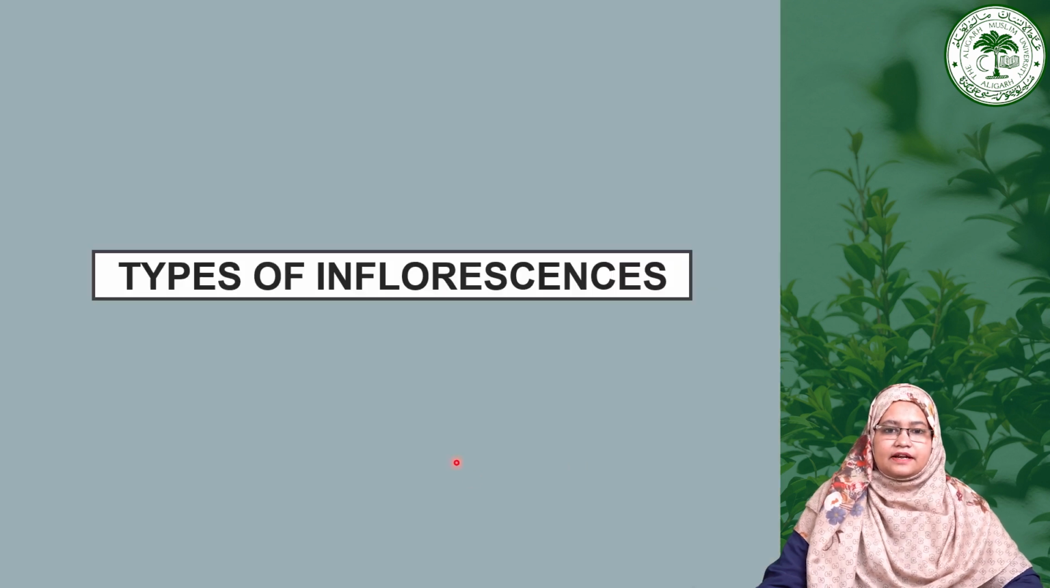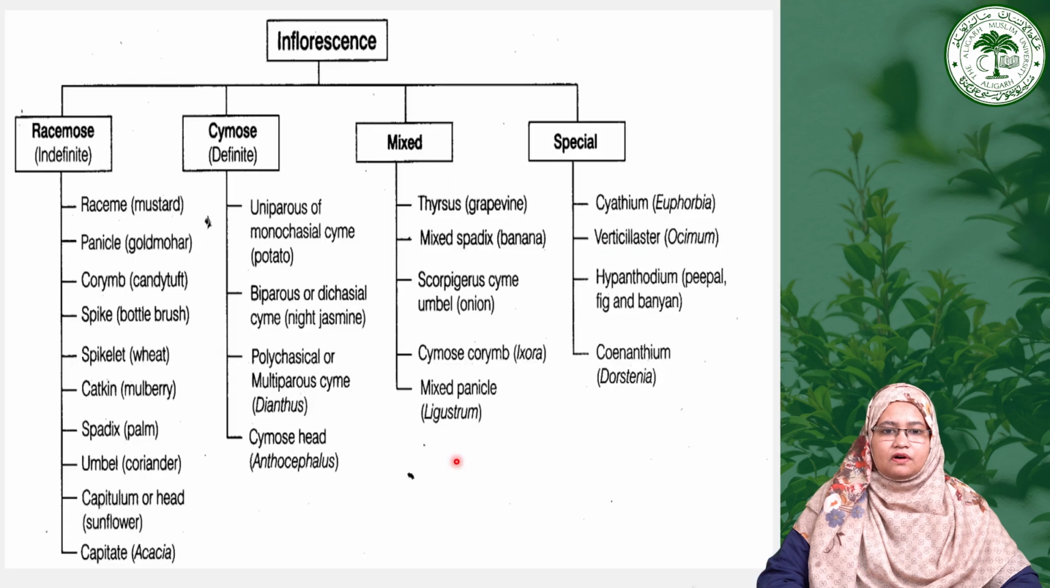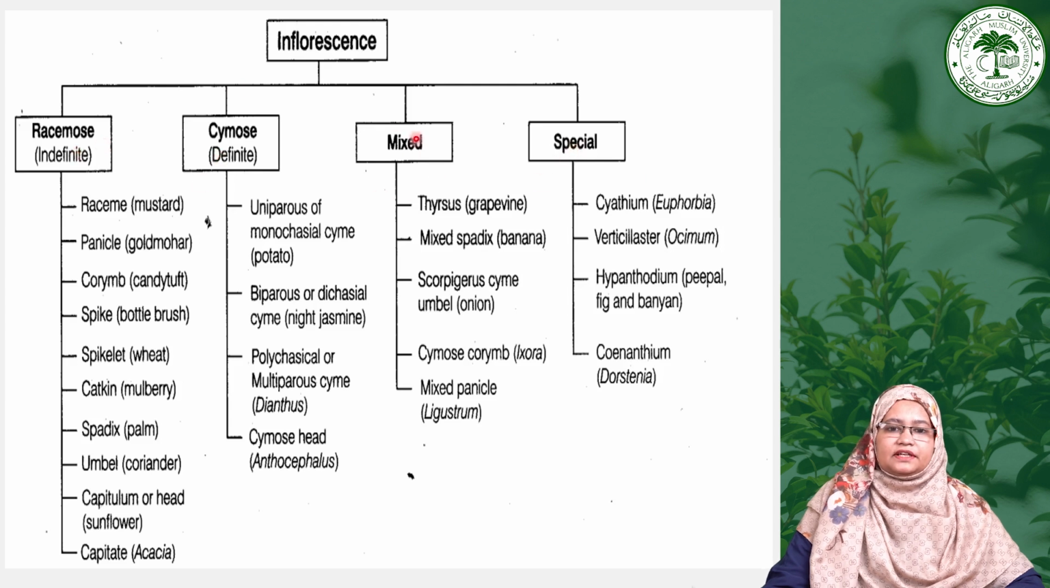So now there are different types of inflorescence according to how flowers are arranged on the stem axis. So these are generally of main three types, that is the racemose, cymose, and then there is a special type. In some cases there is a mixed type. So these are the main three types, racemose, cymose and special type. When there is a mixing of inflorescence, that is called mixed. So racemose has many further categories of inflorescence like raceme, panicle, corymb, spike, spikelet, catkin, spadix, umbel, capitulum or head or capitate, which we will discuss one by one.